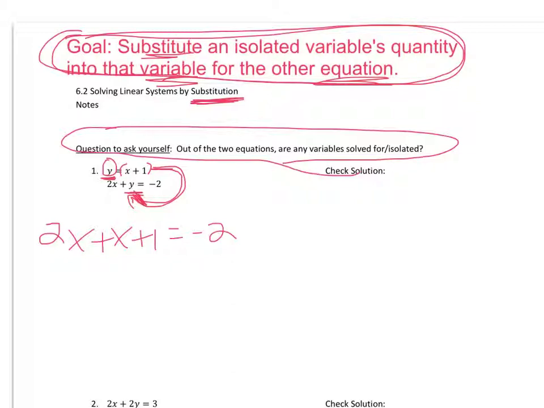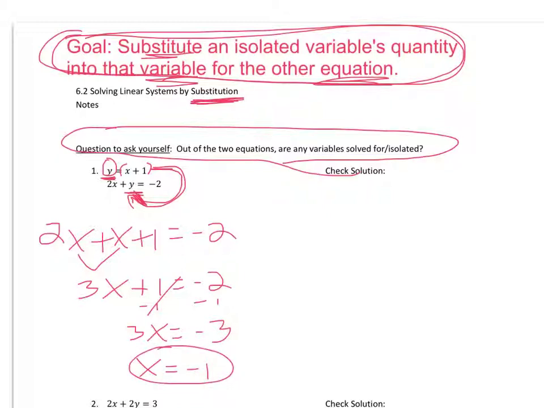So if I solve 2x plus x plus 1 equals negative 2, I can combine the x's, which gives me 3x. So I have 3x plus 1 equals negative 2. And then I just have two steps. I can subtract 1 from both sides. So I get 3x equals, let's see here, negative 2 minus 1 is negative 3. And then if I divide by 3, I'm going to get x to equal negative 1.